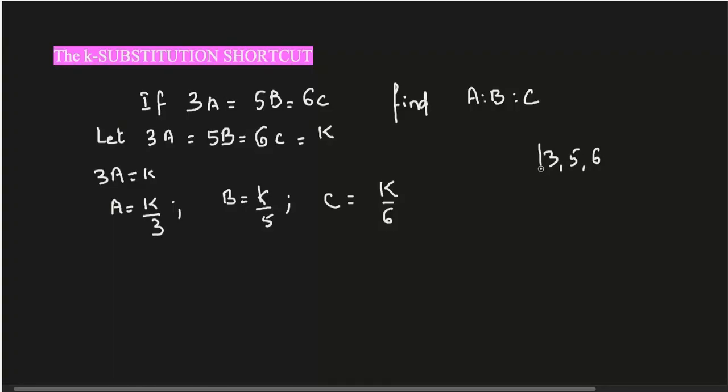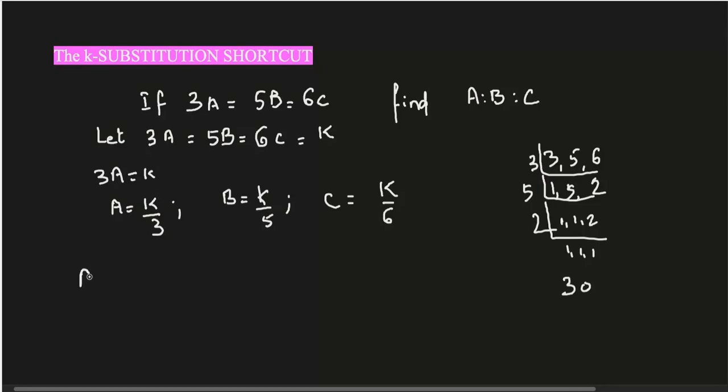What is the LCM? 3, 2, 5 and 2 times 15 is 30. 30 is the LCM for this. So we need to multiply everything by 30. Everything you multiply by 30.